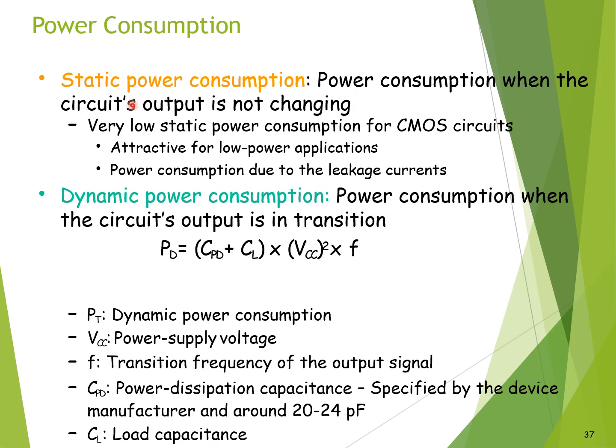Power consumption. As I told you already, this is the major advantage of the CMOS logic family. There are two different types of power consumption, static and dynamic. Static power consumption is when the circuit's output is not changing. It is very low for CMOS circuits, attractive for low power applications, and is due to leakage currents. Dynamic power consumption is when the circuit's output is in transition. It can be expressed using this formula where the parameters are specified here.